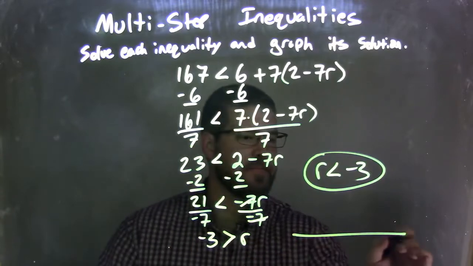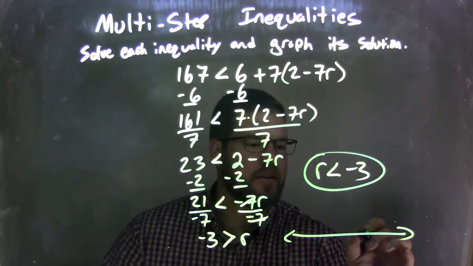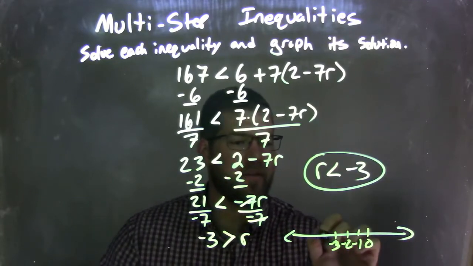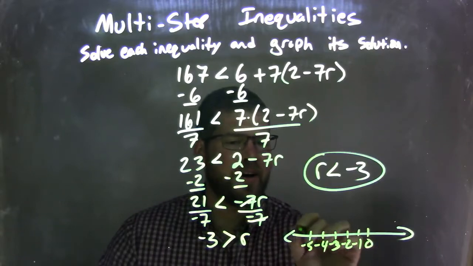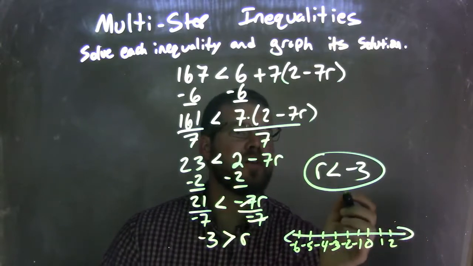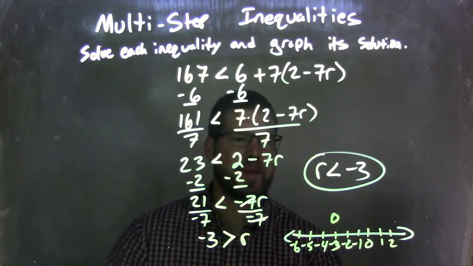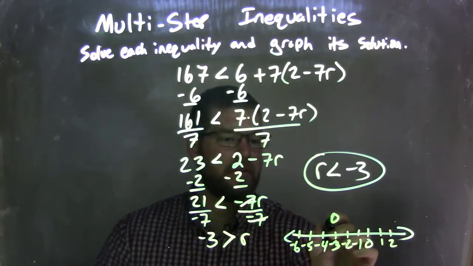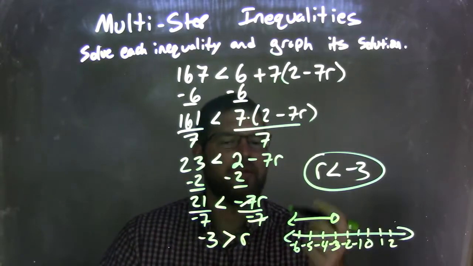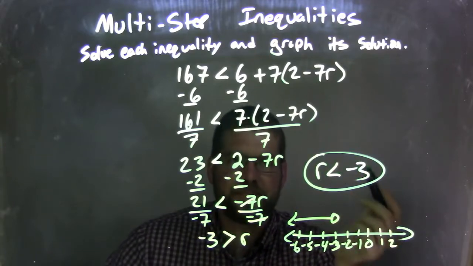I need to graph it. So let's graph it right here. We have r is less than negative 3. So we have 0, negative 1, negative 2, negative 3, if I can fit it in there, negative 4, negative 5, negative 6, positive 1, and positive 2. Well, if r is less than negative 3, it's not equal to negative 3, so I'm going to put an open circle there at negative 3. Then we shade to the left, or put our arrow to the left, because r is less than that negative 3. And there we have it. We have our graph here that matches our answer, which is r is less than negative 3.